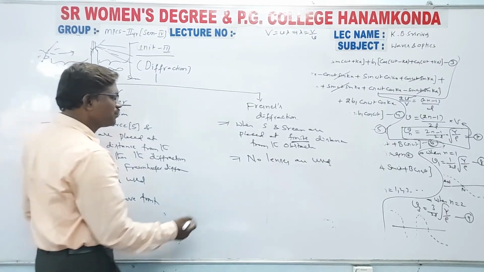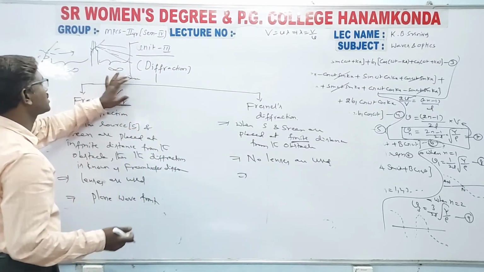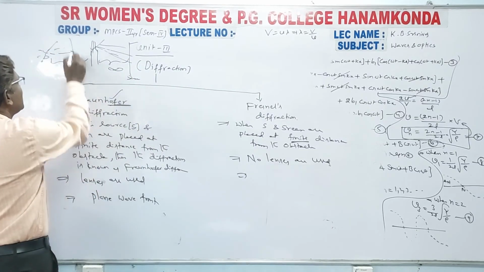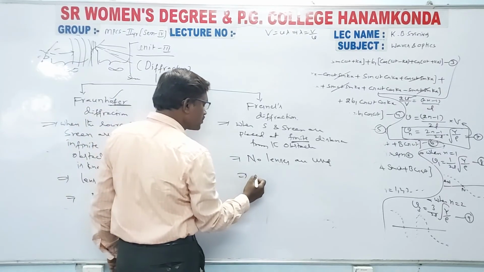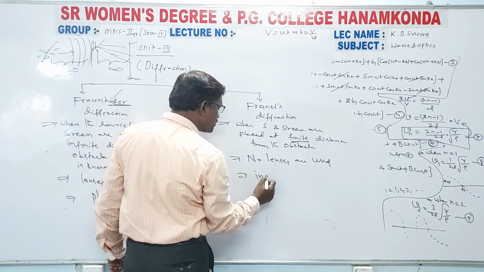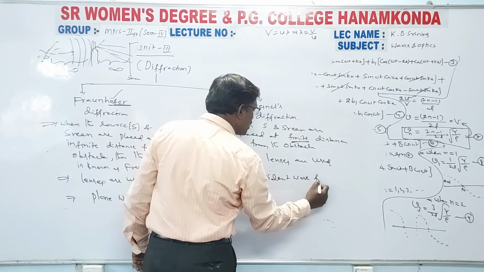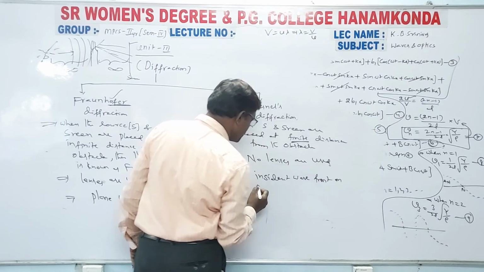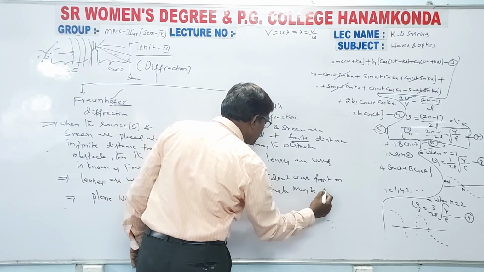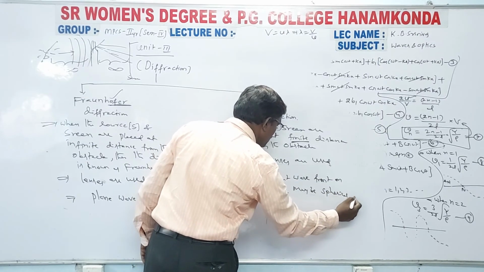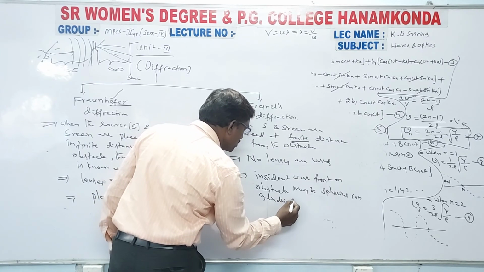Clear? Coming to Fresnel's diffraction. In the case of Fresnel's diffraction, the source and screen are placed at finite distance. That is why the shape of the incident wavefront on the obstacle may be spherical or cylindrical. This is one more point.